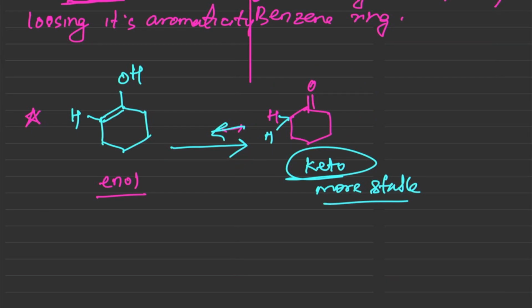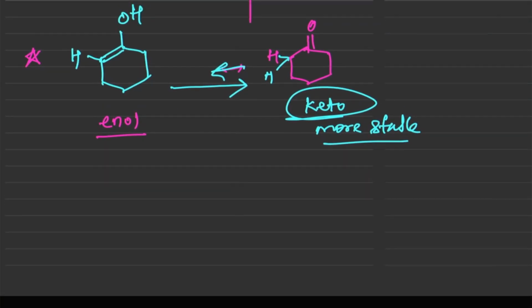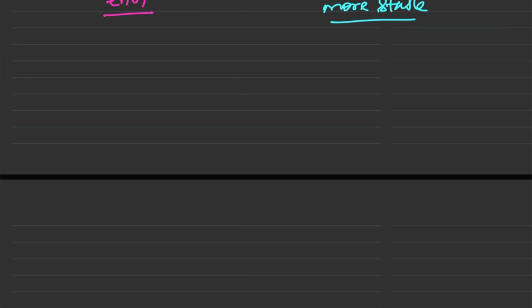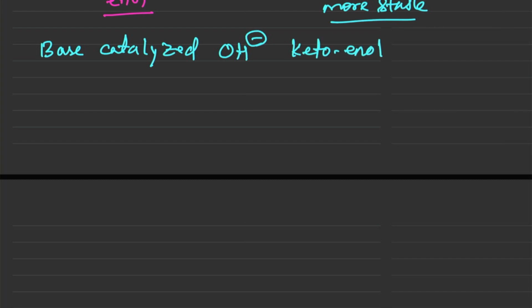So let's look at the conversions, how we can draw them mechanistically. We can do these conversions base catalyzed or acid catalyzed. I'll start with the base catalyzed. So we will use OH minus, base catalyzed, keto-enol tautomerizations. I don't like to write the word tautomerization, so I'll just put conversions. Okay, so let's start here.